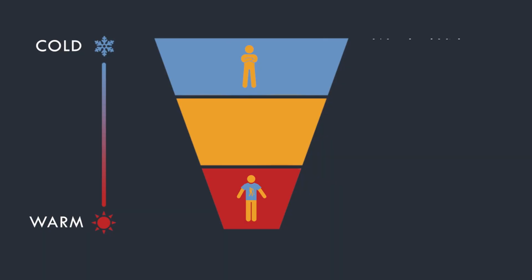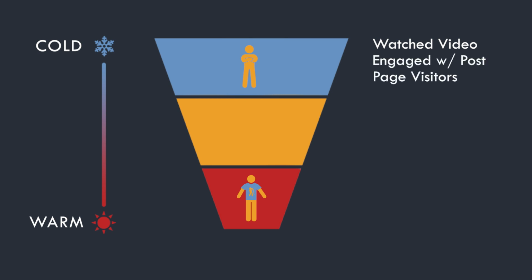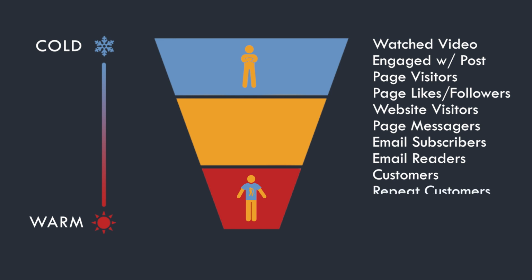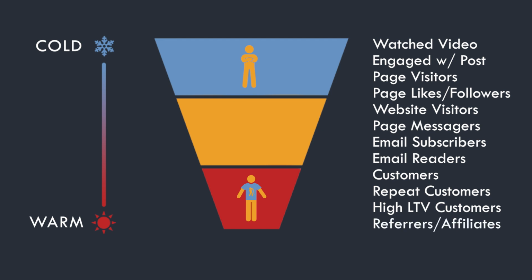You have your top of funnel, colder audience metrics like watch some of your content, engage with a post. These are top of funnel actions. Go a little bit further in warmth and you have audiences like page visitors, page likes, Instagram followers. Go a little bit further and you've got website visitors and people who have messaged your Facebook page or DM'd you on Instagram. Go a little bit further and you've got email subscribers and email subscribers that open and click. Go a little bit further and you've got customers, people who've purchased something. Then you have repeat or multiple purchase customers. Then you have customers with the highest lifetime value. Then you have customers with a high lifetime value who regularly refer you to other people or even affiliates.